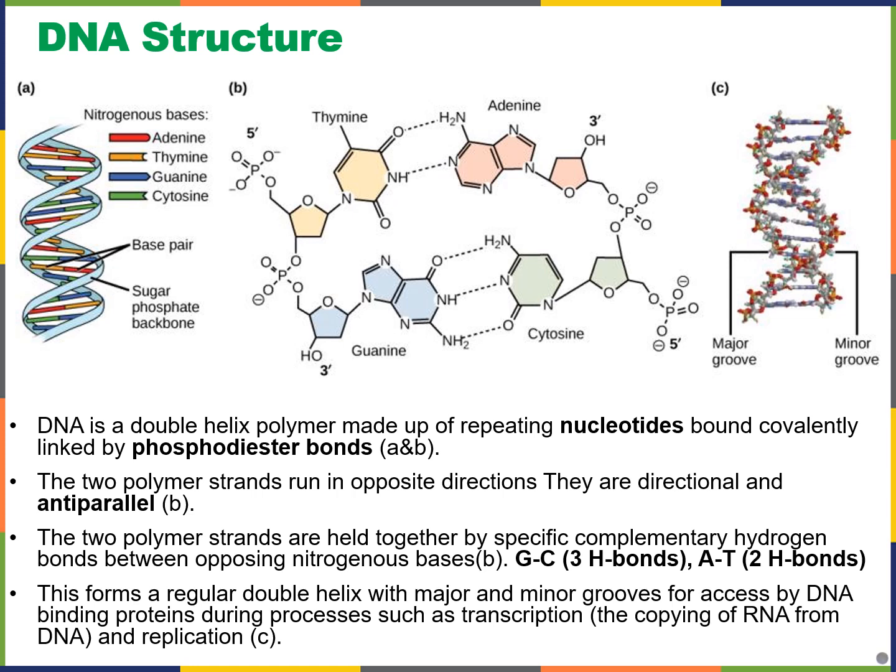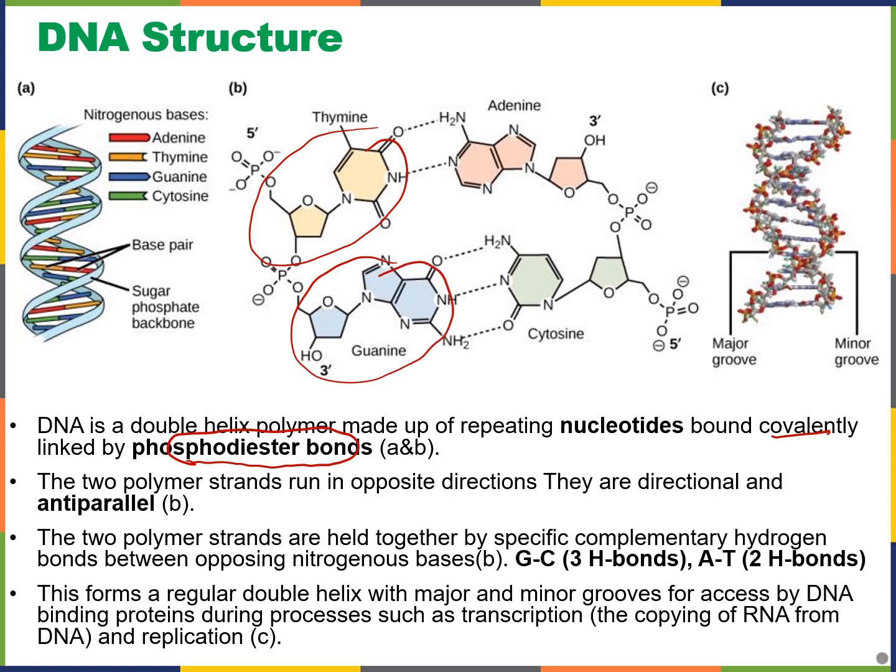So looking at the structure of DNA, I know that DNA is made of repeating nucleotides in a certain sequence that are bound by phosphodiester bonds. And again, this is a review from our macromolecules chapter. Phosphodiester bonds are a type of covalent bond that link nucleotides together to build a chain.